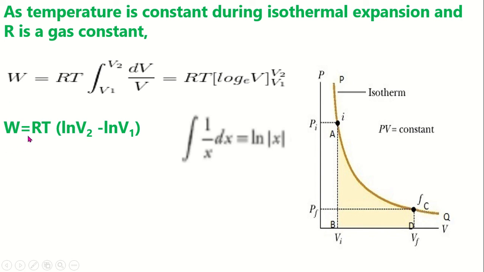So we can write W equals RT into ln V2 minus ln V1. Look here, in the case of V, we can put the value of the upper limit and lower limit. So it becomes ln V2 minus ln V1, and it can also be written as RT ln V2 by V1. So this is the work done in an isothermal process, where work done equals RT ln V2 by V1. For n moles, we can write W equals nRT ln V2 by V1. And you have to memorize this formula.